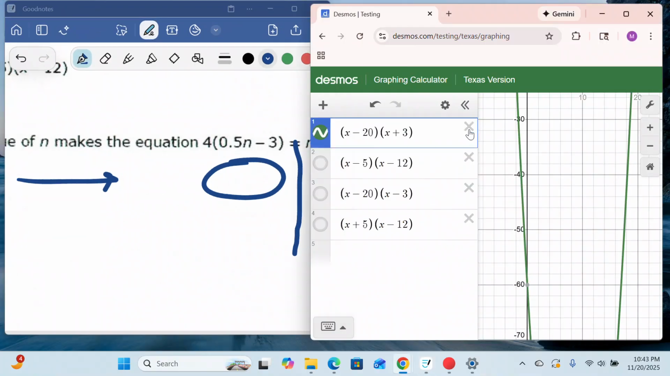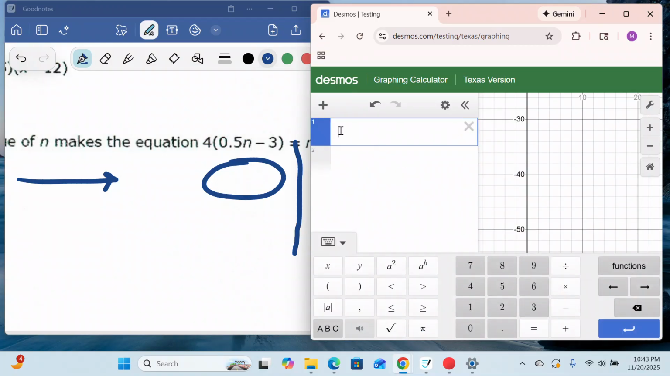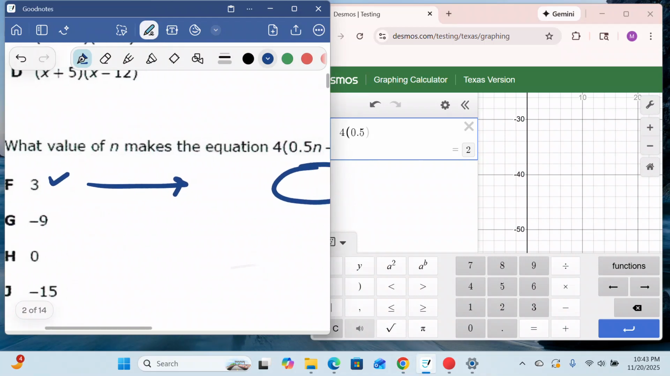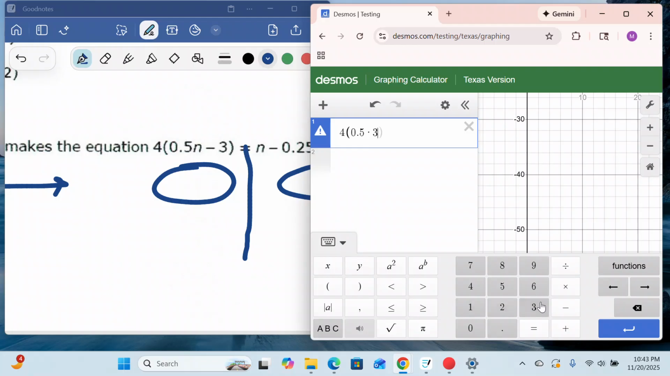So let me go ahead and clear my work from the previous problem. I'm going to do this one right here. I'm going to put 4, open parentheses, 0.5, and I'm just doing this side right here. Which one am I testing first? I'm going to test n equals 3. So 0.5 times n, and what is n? I'm testing 3, so times 3, minus 3, because it's right here. I close parentheses, and that gives me a negative 6 on this side.